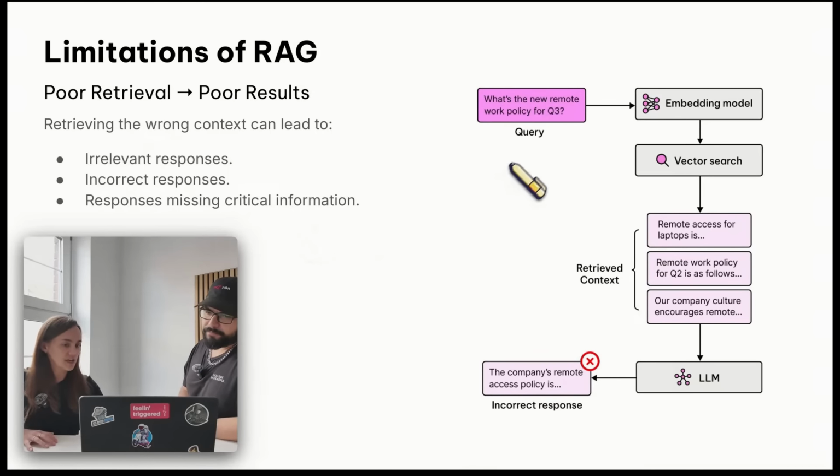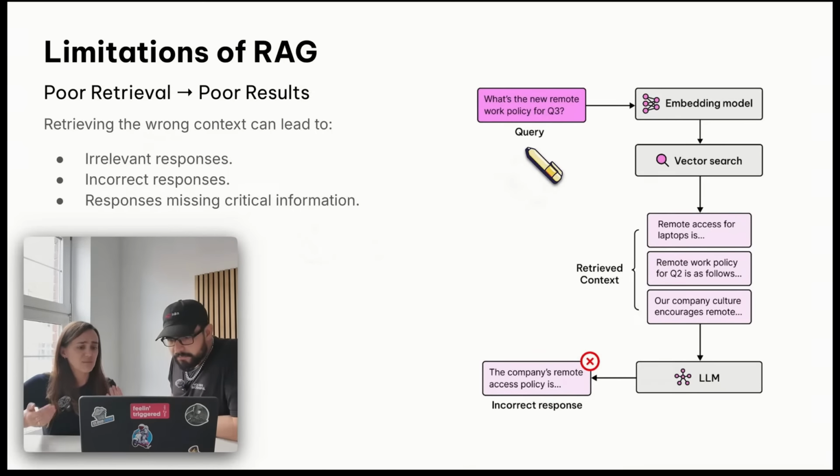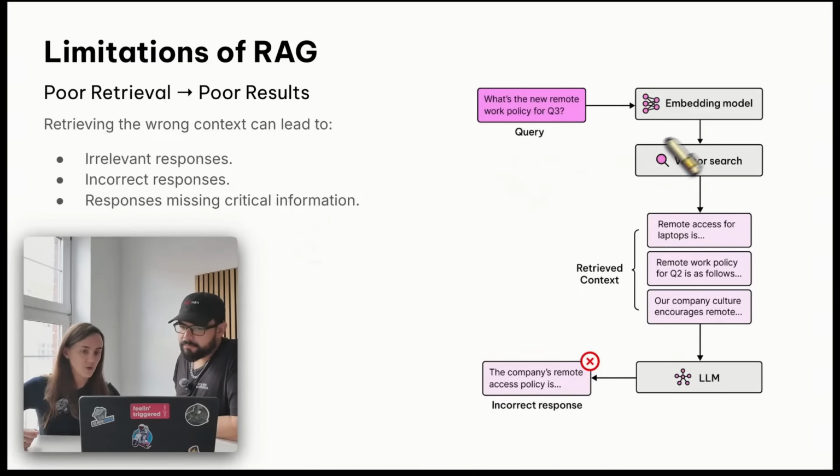Okay. So if you just look at this example, you can see somebody's asking, what's the new remote work policy for Q3? So it's going to the embedding model, you're generating the embeddings, you're doing the vector search. By retrieved context, these are the 3 retrieved chunks, the top 3 most semantically similar to the query. But you can see here, okay, remote access for laptops. That's not remote work policy. You can see why it might have been retrieved, because it has remote in it, but it's incorrect.